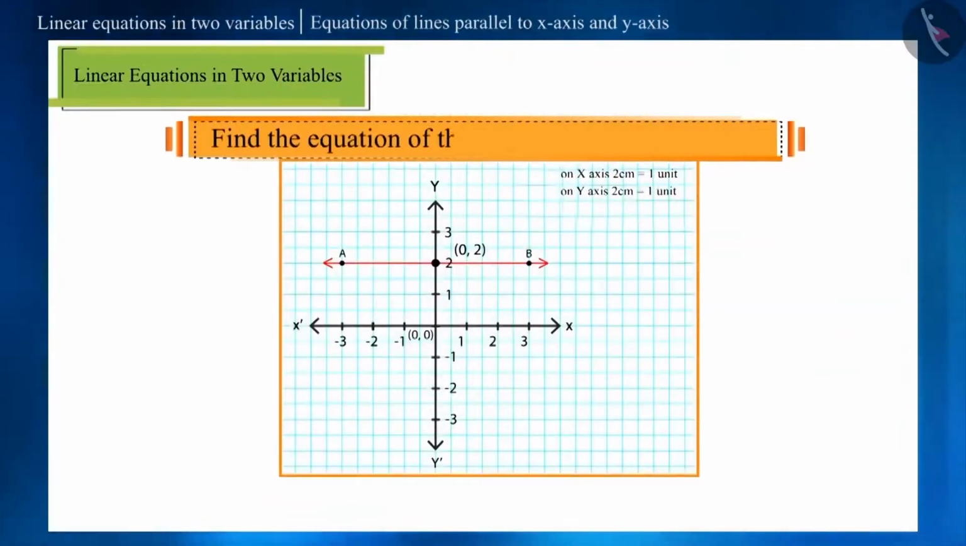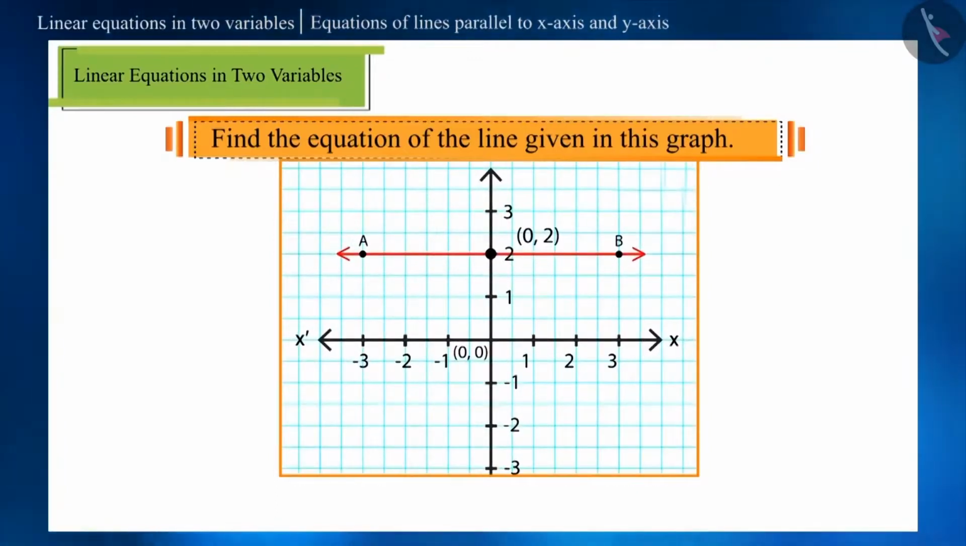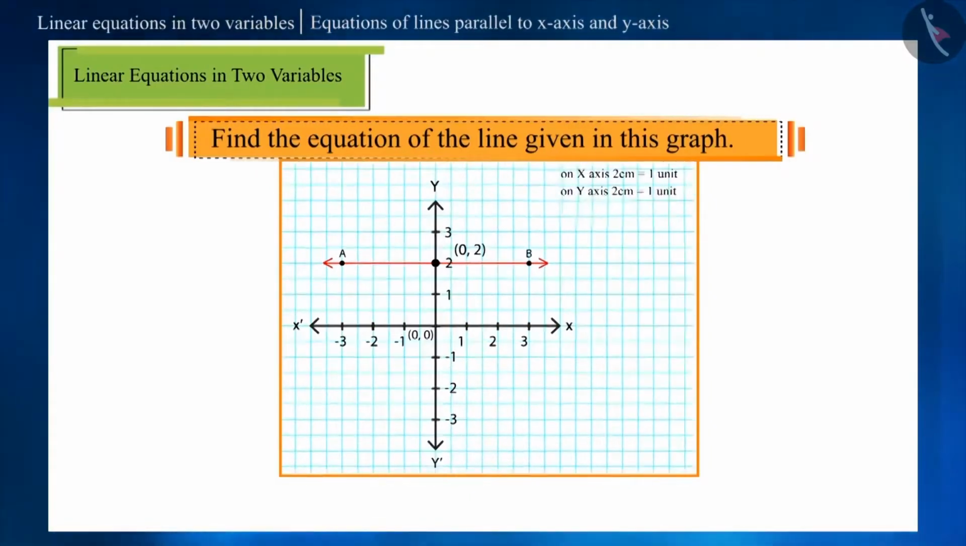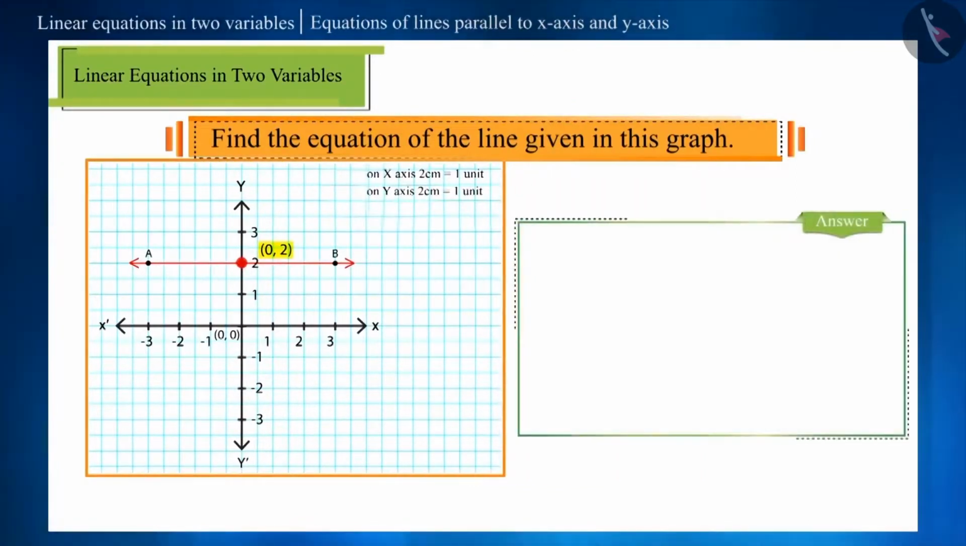Find the equation of the line given in this graph. From the graph, it is evident that line AB is parallel to the x-axis. Here, only the x-coordinate is changing and the line intersects the y-axis at point (0, 2). Hence, the equation of the line AB is y is equal to 2.